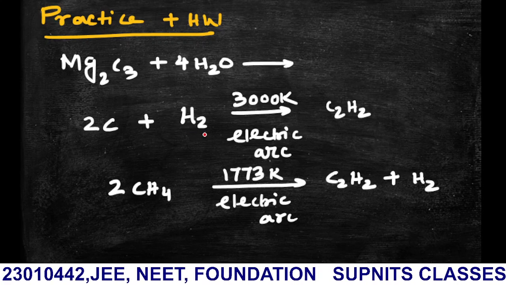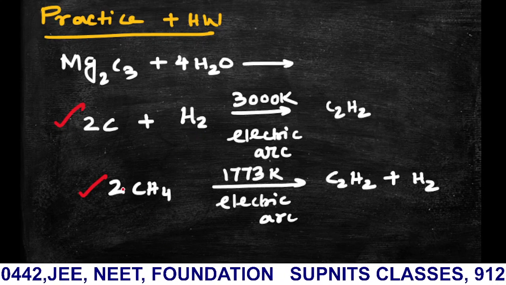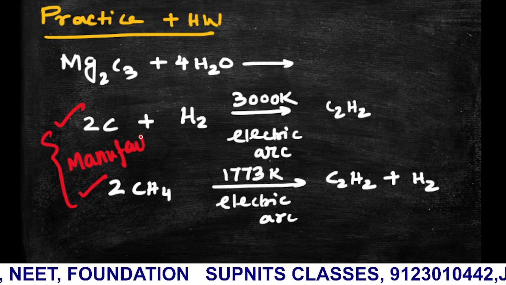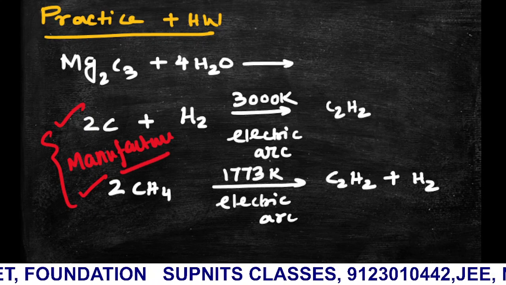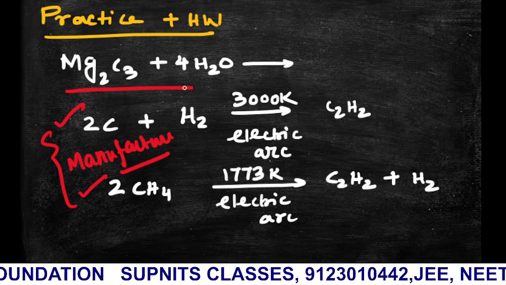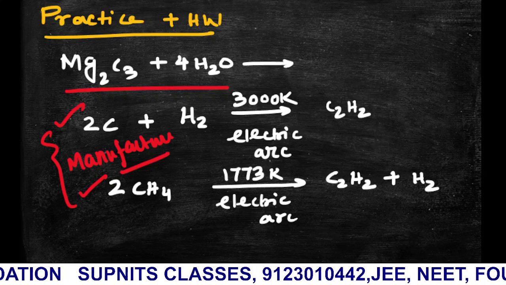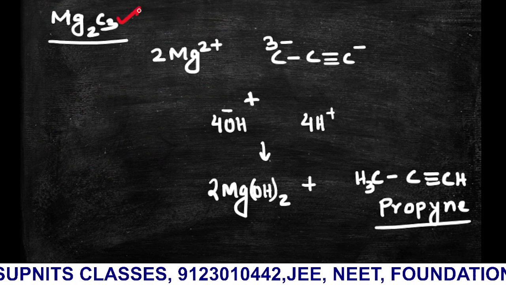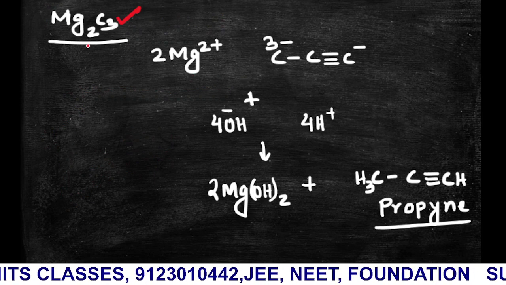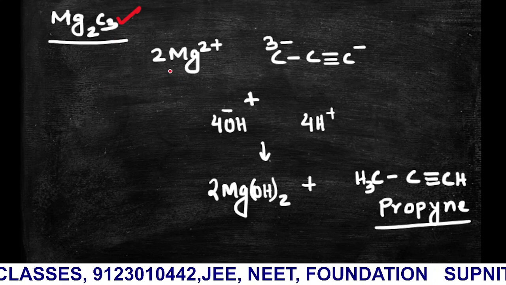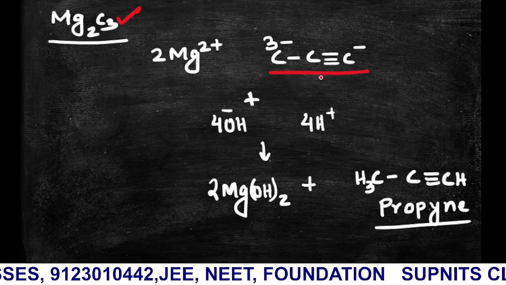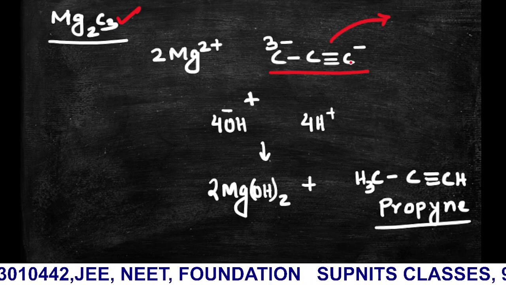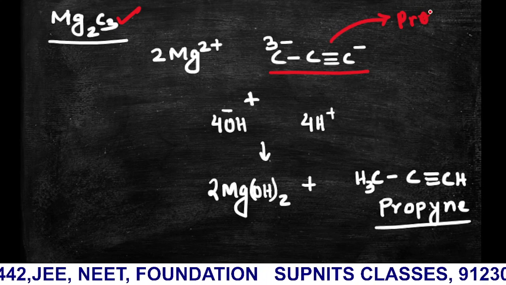Now I have given you some practice homework. Within that, I have already solved these two. These two are also other manufacturing processes of alkynes or ethyne. However, this is very nice to work out. So if you cannot do this, I have also done this for you. What I have done is Mg2C3, I have broken this. That means this is an ionic carbide. So it is 2Mg2 plus, and this is the C3 part. If you see this ion, you can call it propynide.